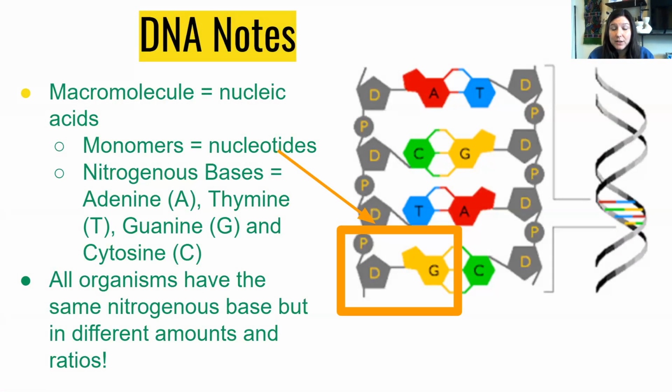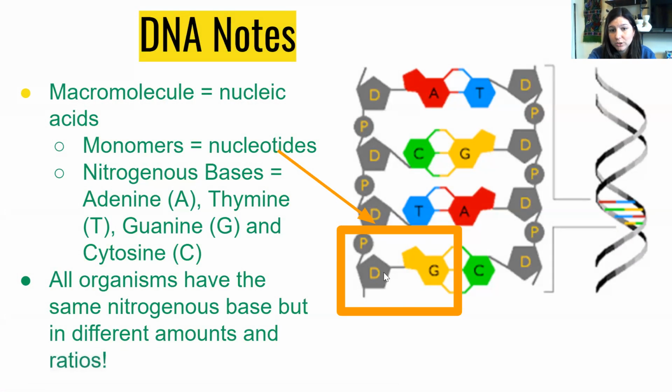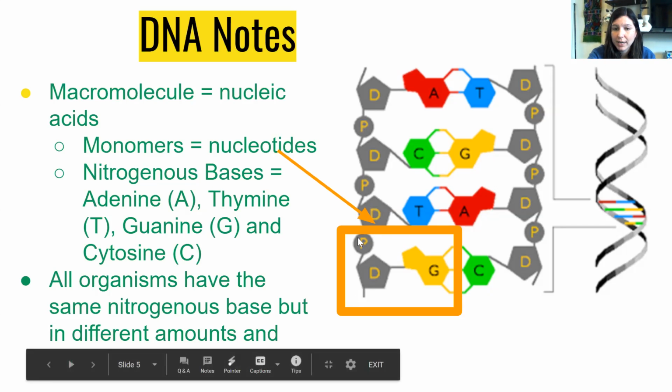And so, some DNA notes, make sure you're taking these down. The macromolecule for DNA is nucleic acid, one of our 4 macromolecules. Nucleic acids are made up of the monomer nucleotide. One nucleotide is what's in this square. It's 1 nitrogenous base, 1 sugar, and 1 phosphate group. You don't need to remember all that. You just need to know that a nucleotide is made up of these 3 components.